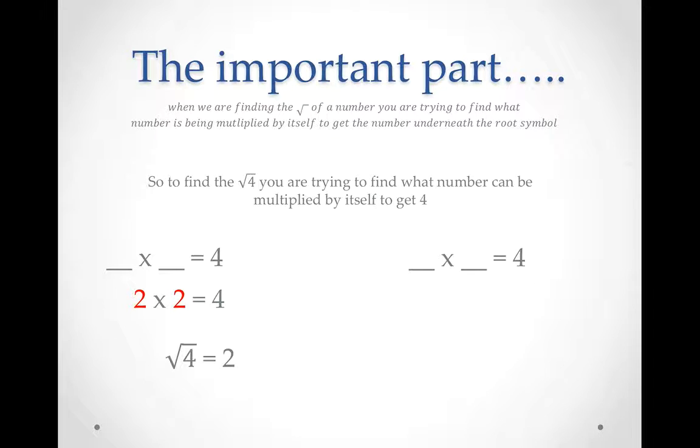Alright, let's look at another possibility. What times what equals 4? We also know that minus 2 times minus 2 equals 4. Two negatives times together will always give us a positive. So in this case, the square root of 4 has another solution, negative 2. What we need to understand is that from this, the square root of 4 has two solutions, plus or minus 2. And if you look to the bottom of the screen, that is how we would actually write it, with a plus and minus symbol together.